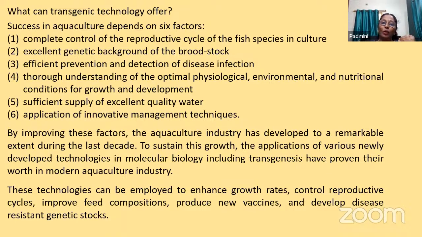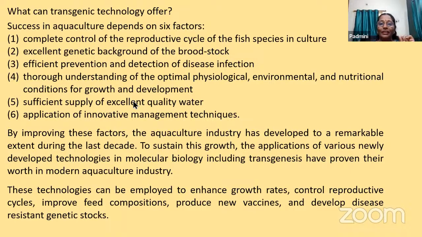So if you're understanding what type of physiological characters the fish needs, the environmental conditions, whether it is freshwater, saltwater, or brackish water, and what type of food you have to give them for growth, all this can offer a better technology for transgenic technology.